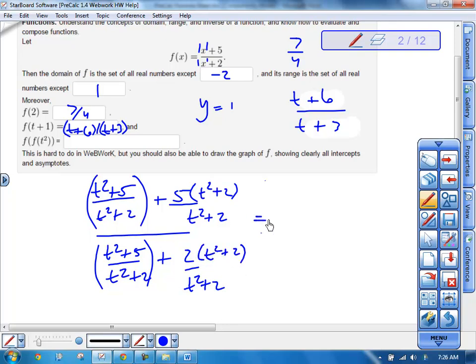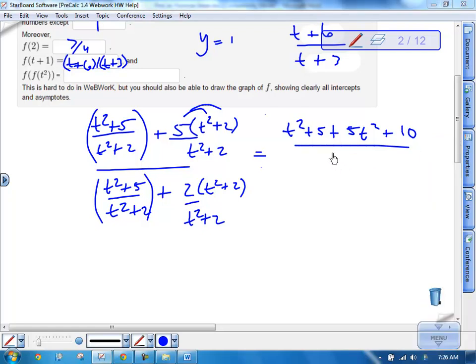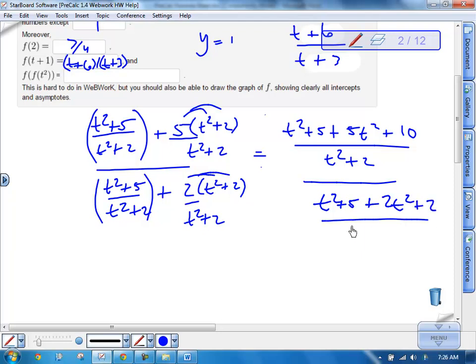Now I can add these fractions together. And this becomes t squared plus 5 plus 5t squared. I'm distributing this as well. Plus 10 all over t squared plus 2, and then all over t squared plus 5 plus, I'm going to distribute this as well, 2t squared plus 2 all over t squared plus 2.